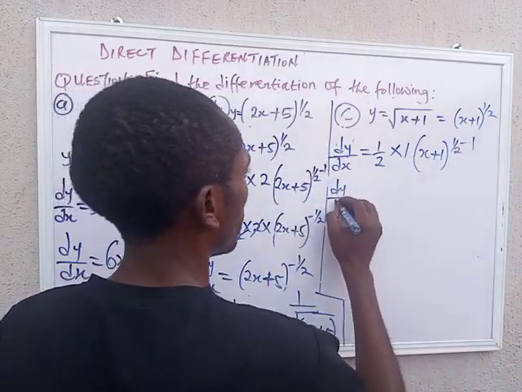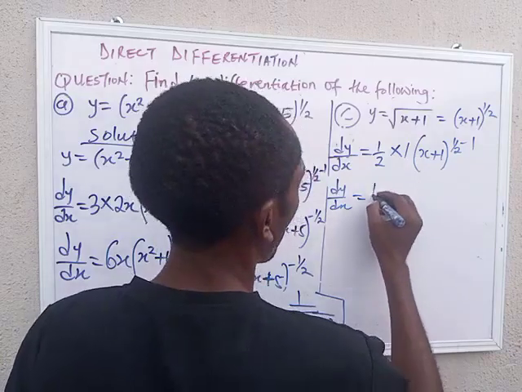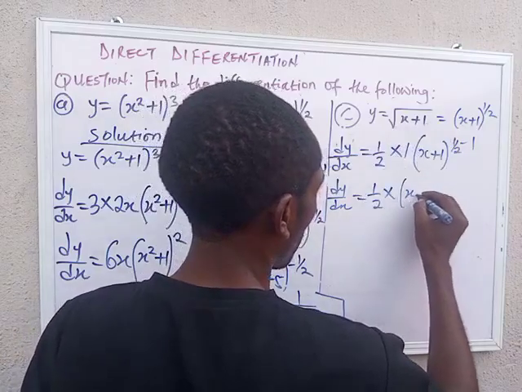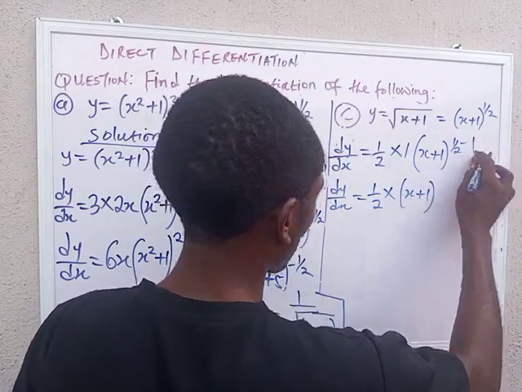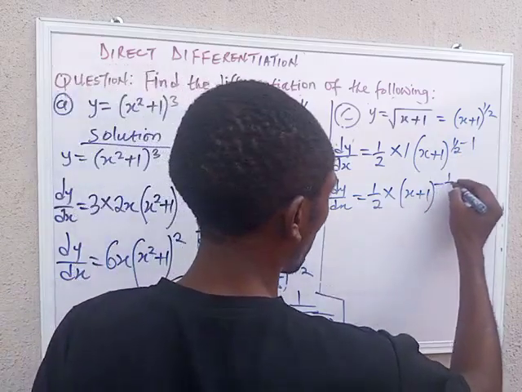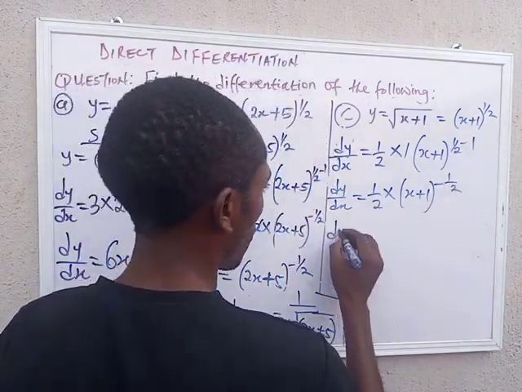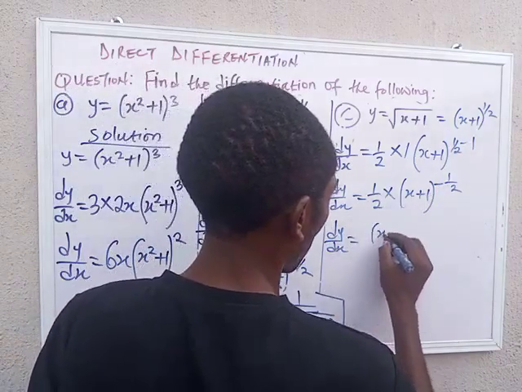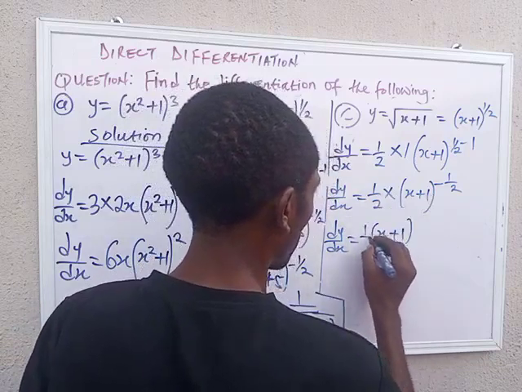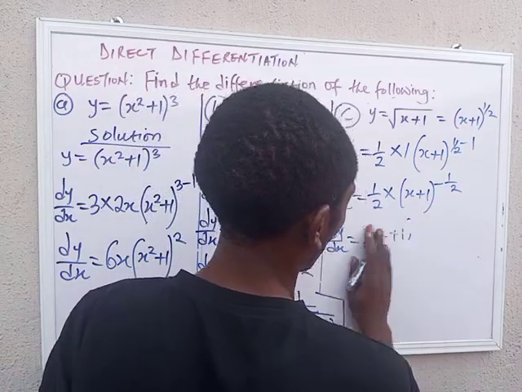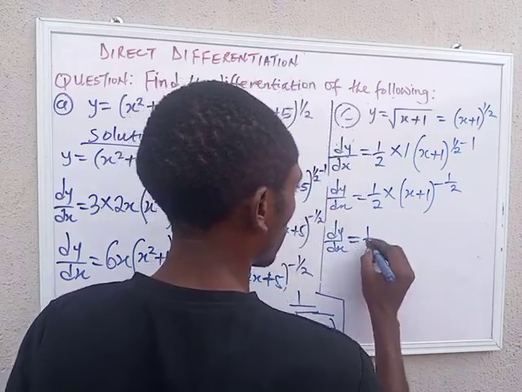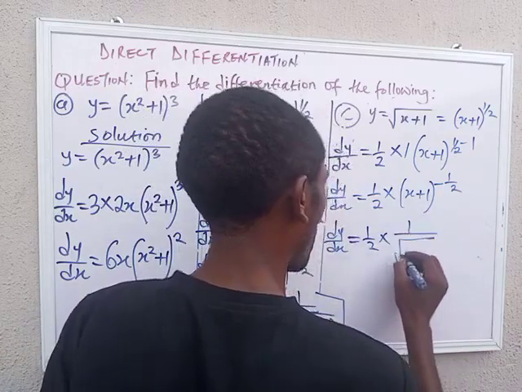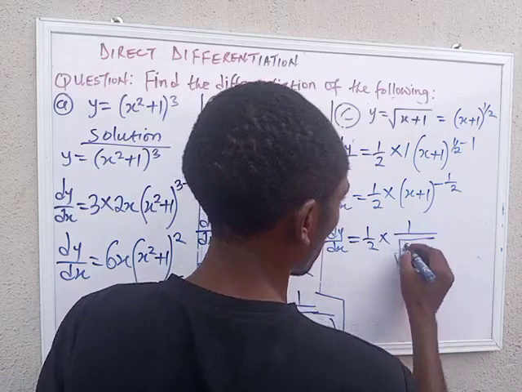So we have dy dx is equal to 1 over 2 times 1, which is the same as 1 over 2. So we have just the bracket x plus 1. And if you subtract the power, as we have done here, we have minus 1 over 2. Okay, let me write properly. So we have 1 over 2 times, this is the same thing as minus, 1 over the square root of x plus 1.